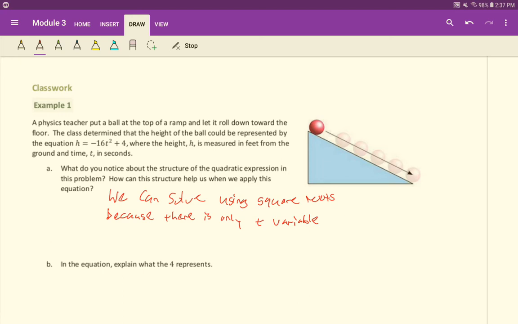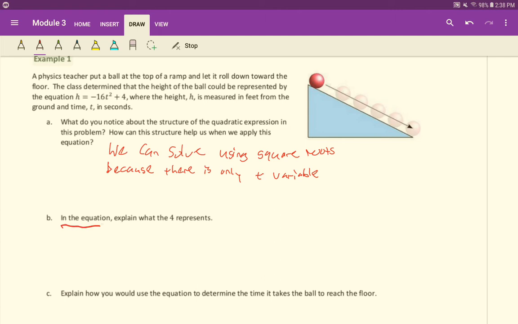Okay, so let's continue on. Letter B asks, in the equation, explain what the 4 represents. So right now the equation is h equals negative 16t squared plus 4. We can get that 4 by itself by putting in what number for t? What number can we put in for t that will eliminate everything else and just get this 4 by itself? Well, the answer is 0, right? So we put 0 in for t. 0 squared is going to be 0. 0 times negative 16 is 0, so we're left with just h equals 4.